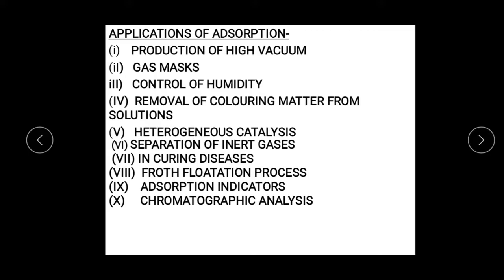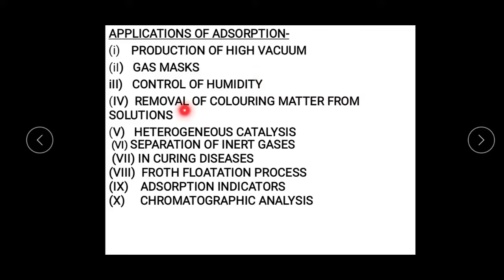Next, applications of adsorption. First is production of high vacuum. The remaining traces of air in a vessel can be adsorbed by charcoal to give very high degree of vacuum. In gas masks which are used in mines, the adsorption of poisonous gases takes place by the activated charcoal present in the mask. Controlling of humidity: adsorbents like silica gel and alumina gel help in controlling the humidity.